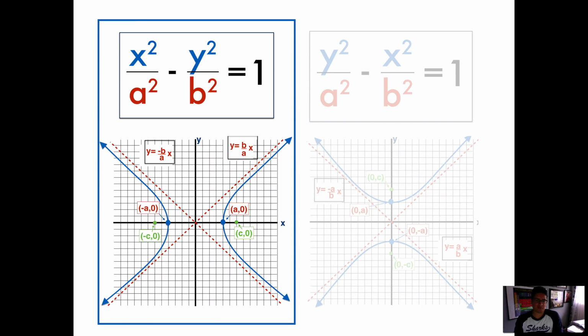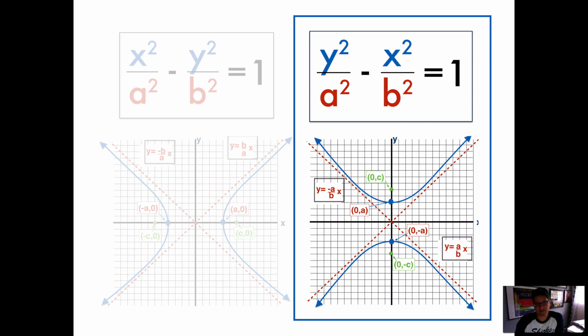Okay, so let's compare the two equations. Again, here is my horizontal asymptote with the x-axis being the main axis. Notice the x squared over a squared at the top. Let's see what that graph looks like. You can see on the right-hand side, I have it grayed out a little bit. Let's take a look at that one, see how it's different.